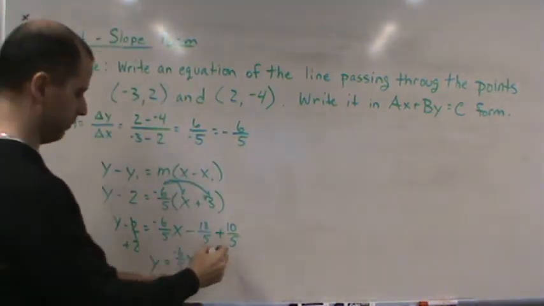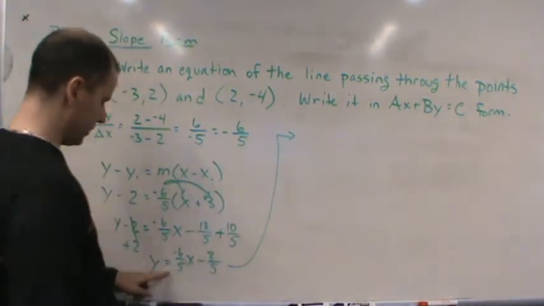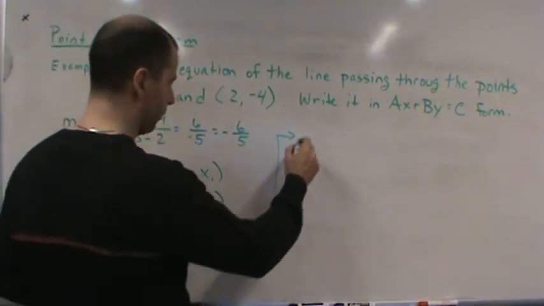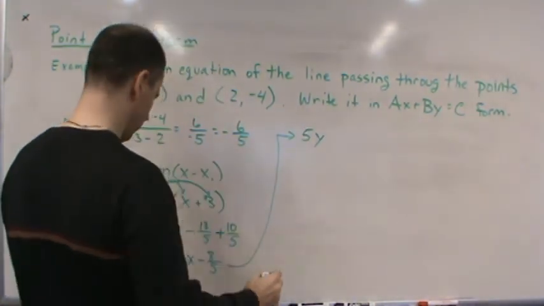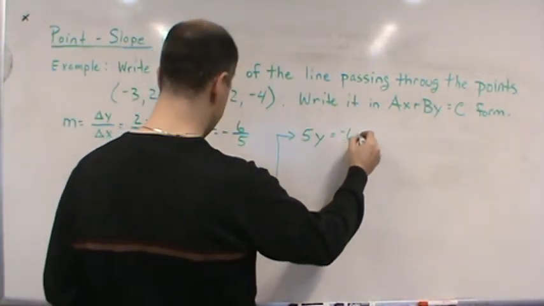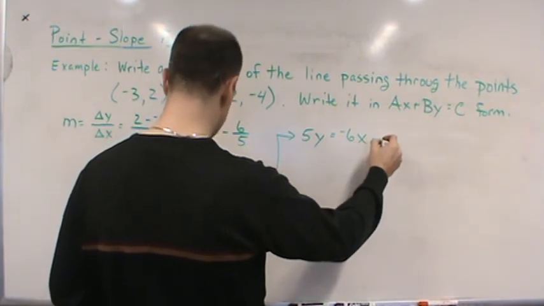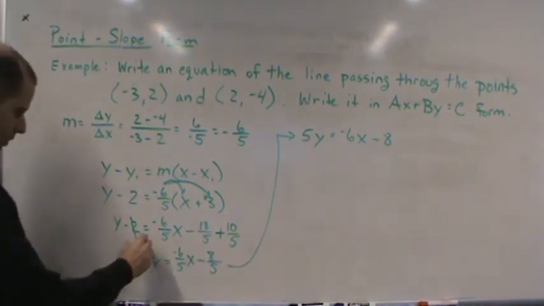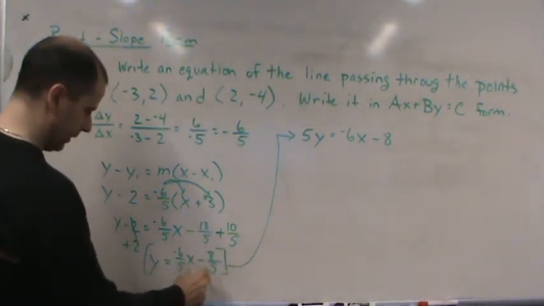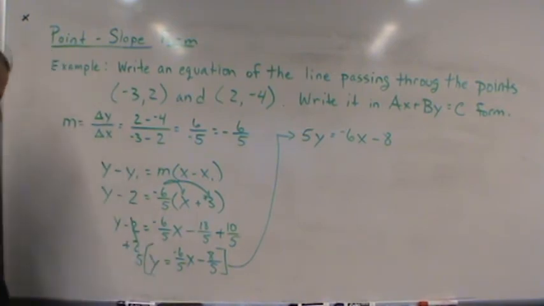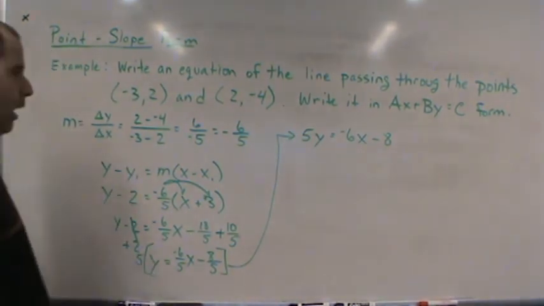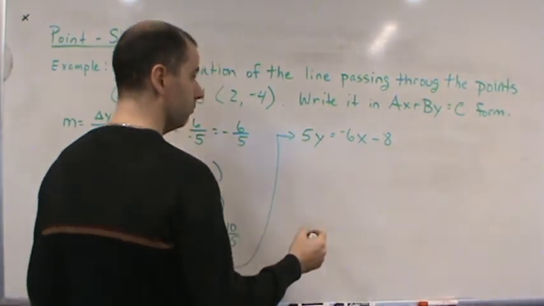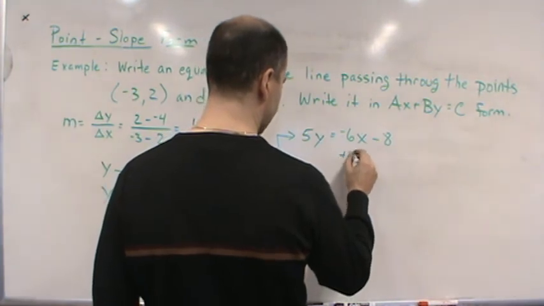So let's do this. The first thing I need to do is get rid of these fractions. So I'm going to multiply everything by 5 to get rid of the 5s. So I'm going to write this as 5y equals negative 6x minus 8. Again, all I did was multiply everything by 5. And now I'm going to move this over to the other side. So I'm going to add 6x.